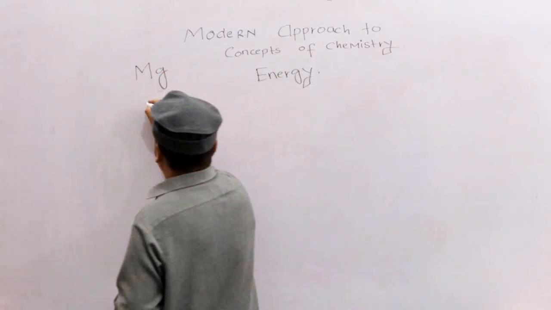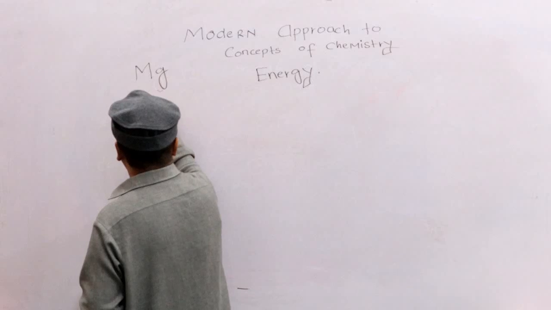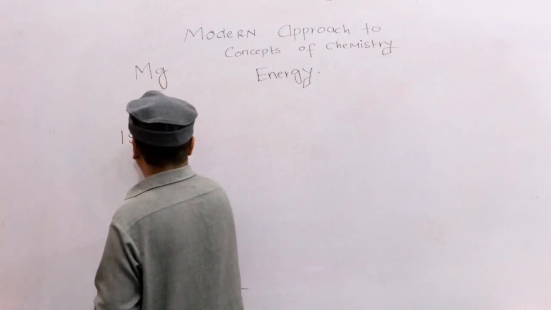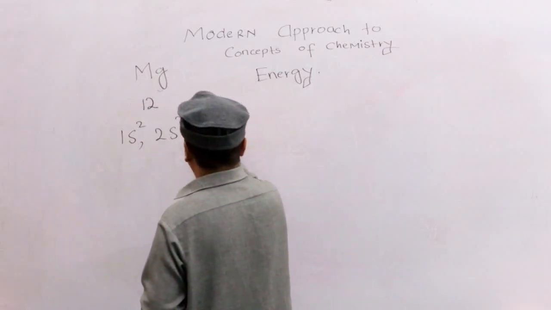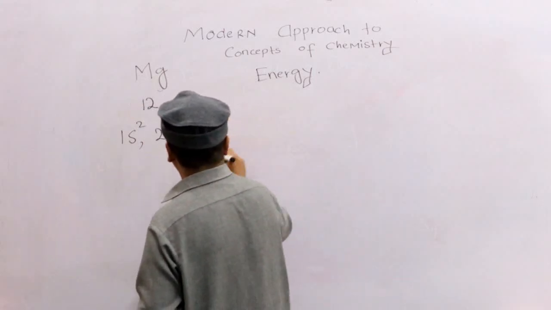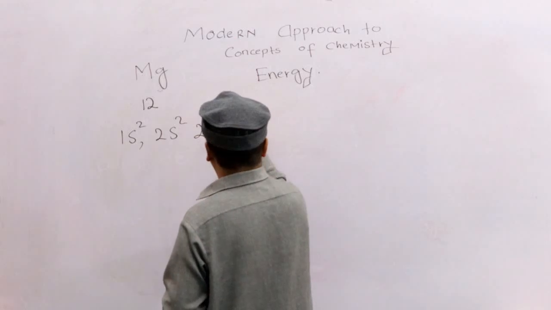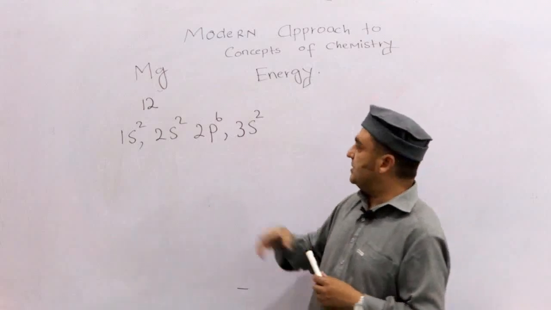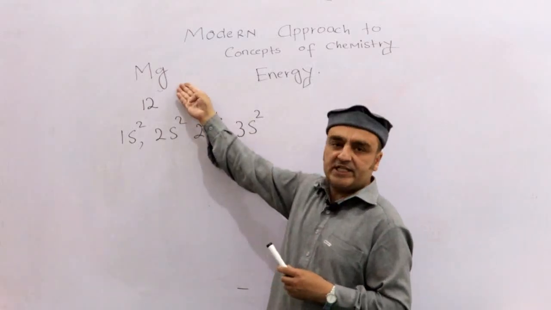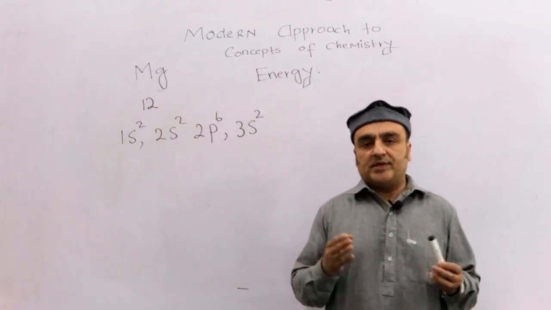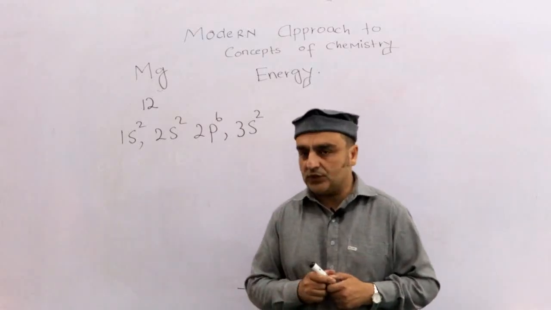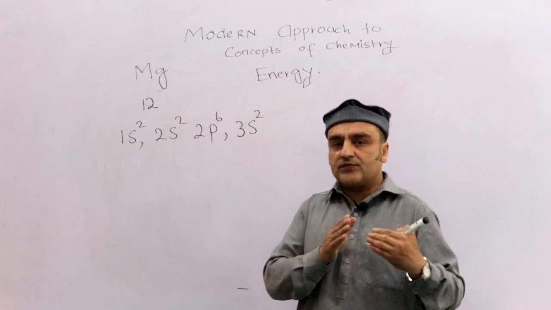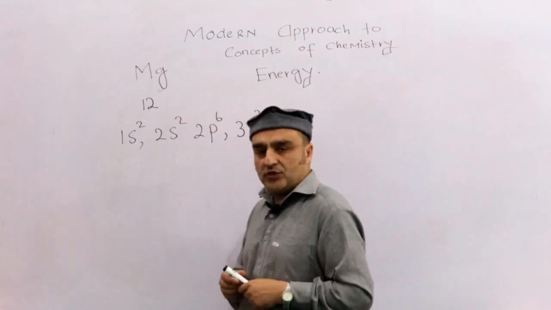Its atomic number is 12. Electronic configuration is 1s2, 2s2, 2p6 and 3s2. Okay, so this is the electronic configuration of magnesium and its atomic number is 12. So now let us pick three orbitals from it, only the s orbitals.